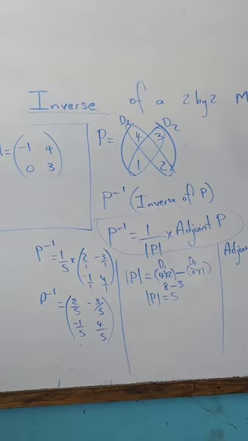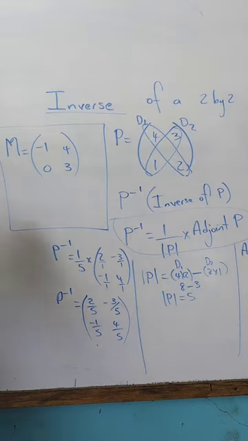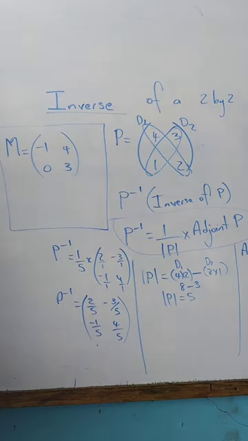There's matrix M. Matrix M is negative 1, 4, 0, 3. Can you find the inverse of matrix M?